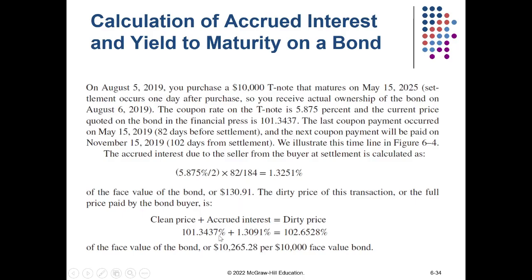Then you also calculate the clean price, which, well, you don't have to calculate it. It's already given to you here. So this is the price. So the accrued interest plus the price equals the dirty price. So the dirty price of this transaction, or the full price paid by the bond buyer, would be this clean price plus the accrued interest equal to dirty price. So that means it's 102.6528% per 10,000 face value bond.